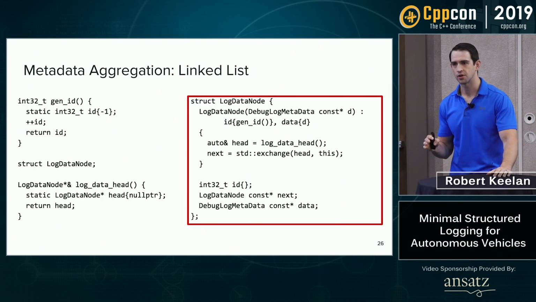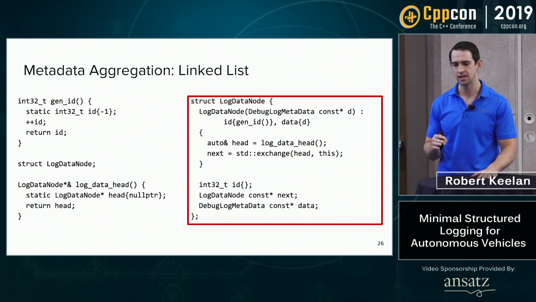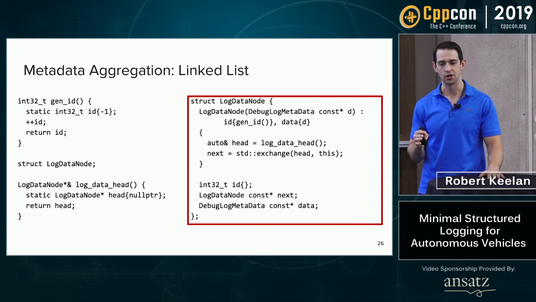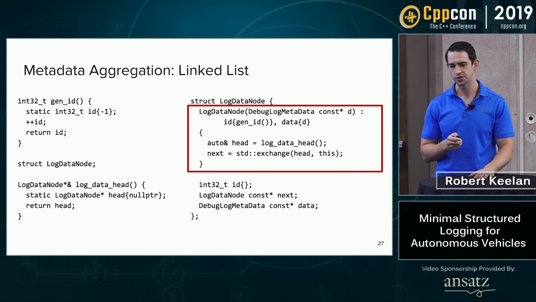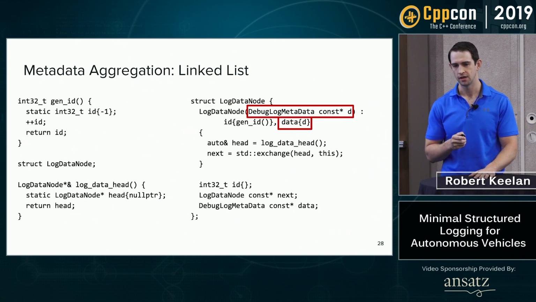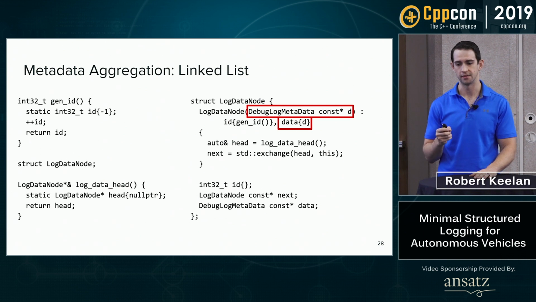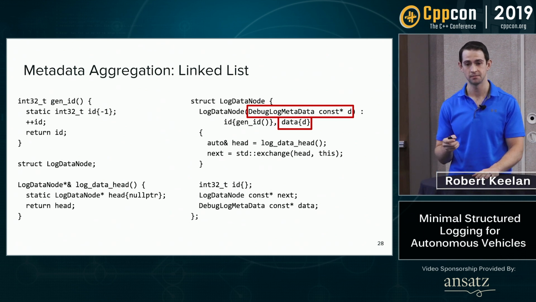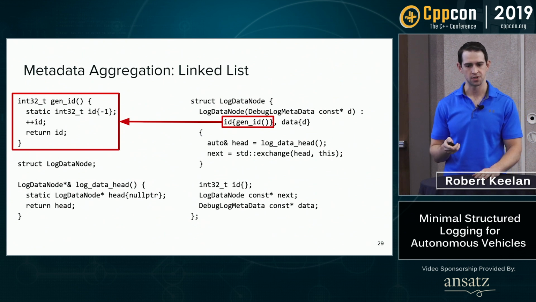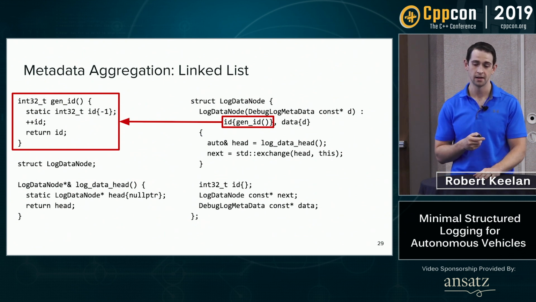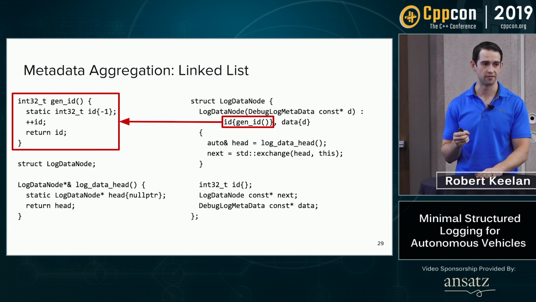Okay, so now let's talk through the actual implementation of the linked list. We have our log data node. We'll first look at the constructor. We take a pointer to that constexpr log metadata, and we'll store it. Then we want to generate a unique ID. So we just call a genID function, has a static variable counter. We bump the counter every time we call the function and return the value.